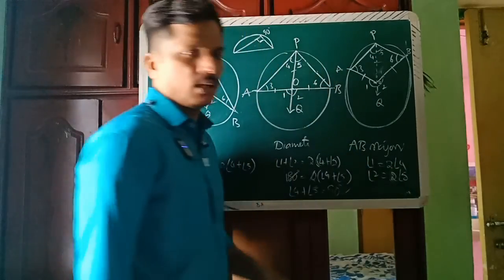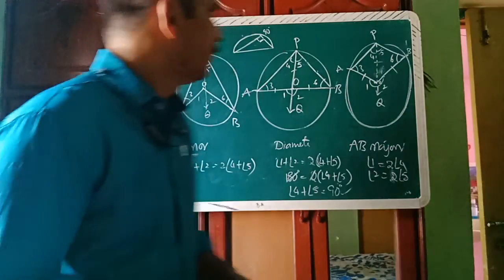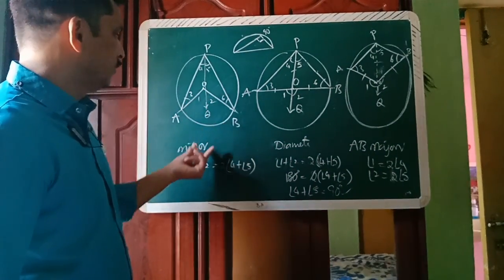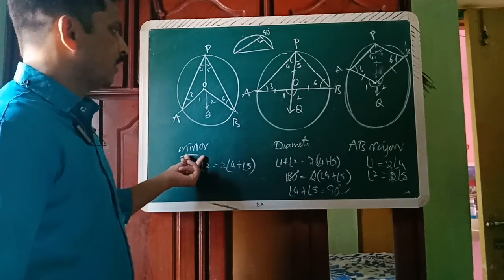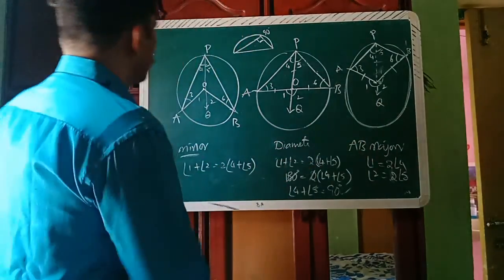If we add these two, angle 1 plus angle 2 is equal to 2 times angle 4 plus angle 5. This is about the theorem: how to form it in minor, how to form it in diameter, how to form it in major arc.